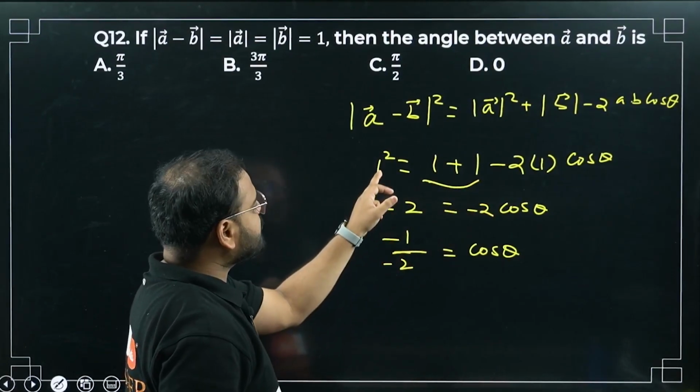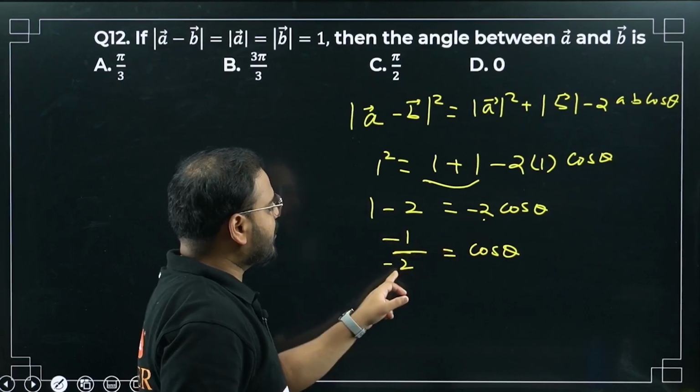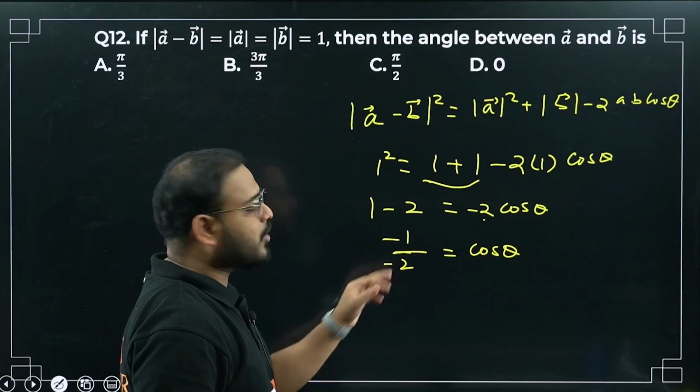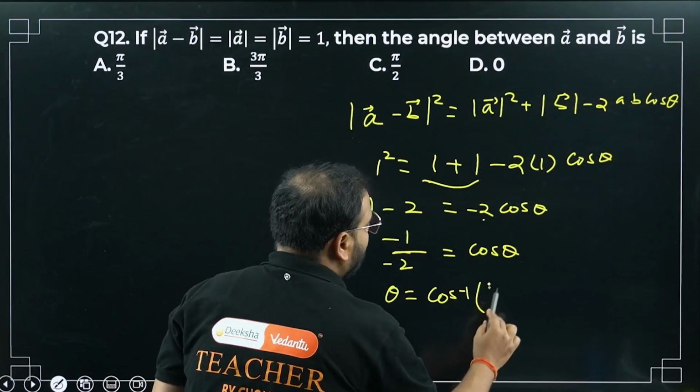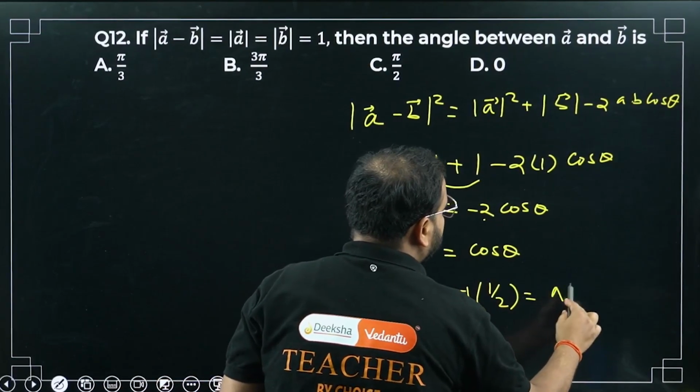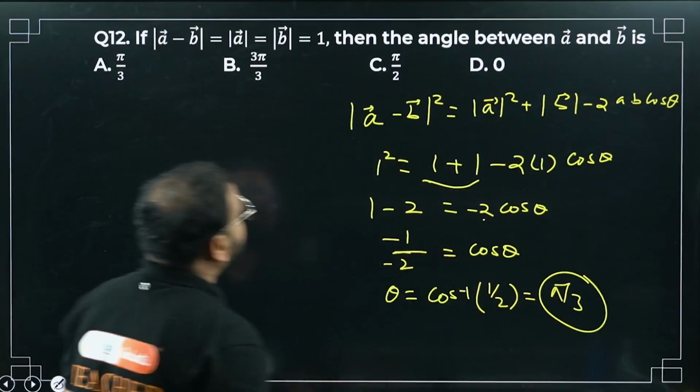So minus 2. 1 square is 1. So 1 minus 2 is minus 1. Divide this minus 2 by over here. So minus 1 upon minus 2 is what? Simply 1 by 2. I'm getting theta equals to what? Cos inverse of 1 by 2. How much is this? Pi by 3.